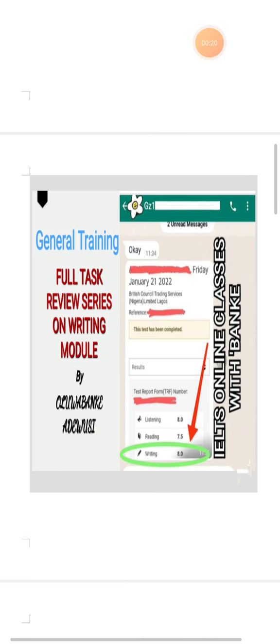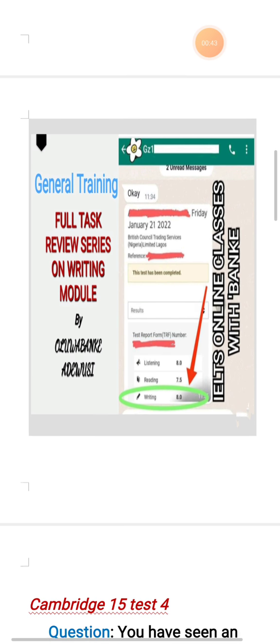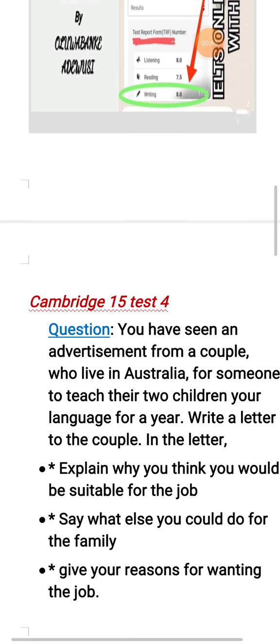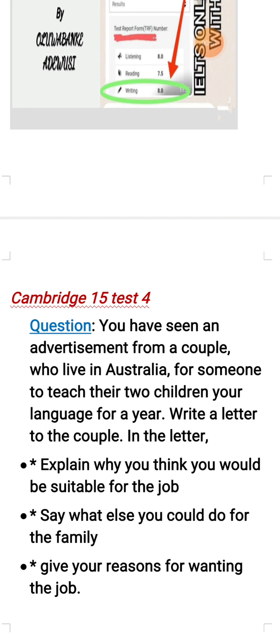In today's lesson, you are going to learn how to write a full task 1 formal letter for the general training. If you are doing the academic training, you can check out the video lesson on the review of a full task 1. So moving on, this is a question from Cambridge 15 Test 4, and this was submitted by a student for my vetting, correction, review, and assessment.